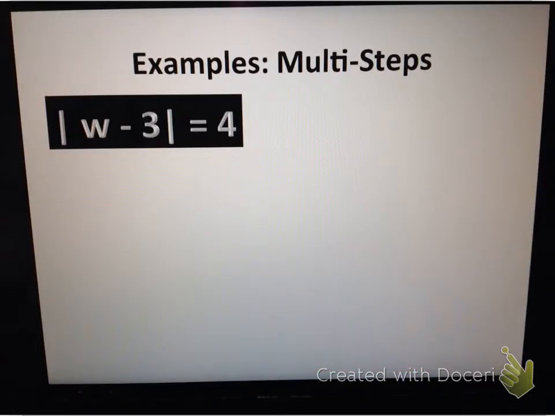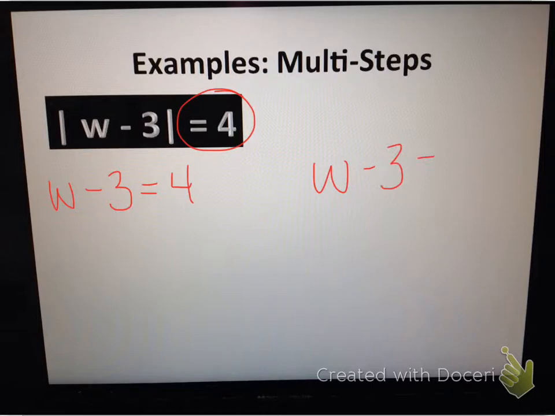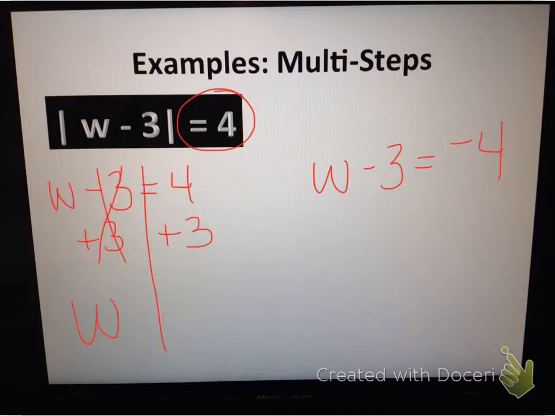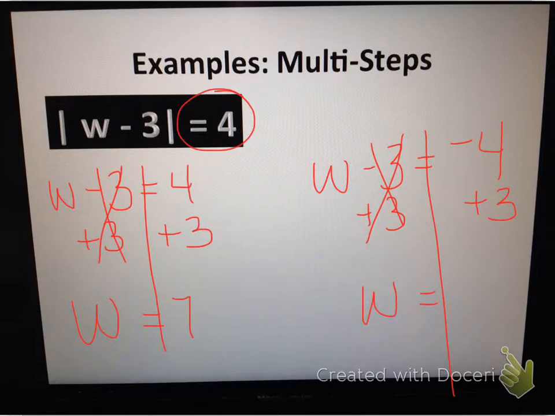Problem number 8 looks a little bit different. Again, we notice that our absolute value is already isolated, so step number 1 is complete. So we move to step number 2, which says that we set it equal to both the positive and negative versions of our number that's on the right side of our equal sign. So we're going to have w minus 3 is equal to a positive 4, and w minus 3 is equal to a negative 4. The steps to solving equations take us to our answer. We add 3, canceling out our 3's, and we'll have w is equal to 7. We add 3 on the second, canceling out our 3's, and w is equal to a negative 1.